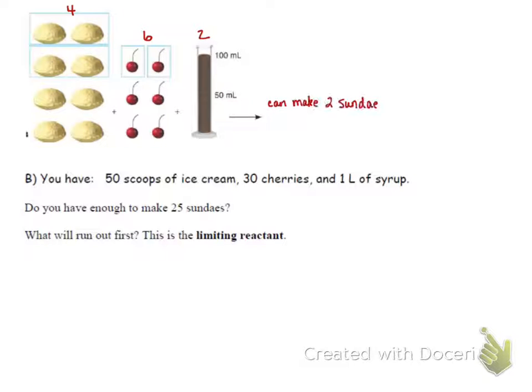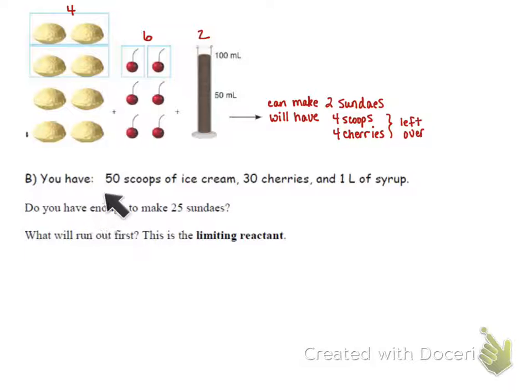So one of the things that we can do is to go through each reactant and figure out how much we can make from that. So with this much ice cream, we could make 4 sundaes. With this many cherries, we could make 6 sundaes. With this much syrup, we can make 2 sundaes, which means we can only make 2 sundaes, because at that point we are going to run out of syrup and there's no more syrup, and it doesn't matter how much of everything else we have. We will have 4 scoops and 4 cherries left over after we make the 2 sundaes.